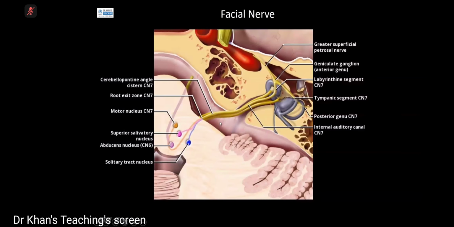On an axial slice, and this is important for MR, if you see here the internal ear, this is the cochlea, and this is the vestibule, the superior semicircular canal, and the lateral semicircular canal.